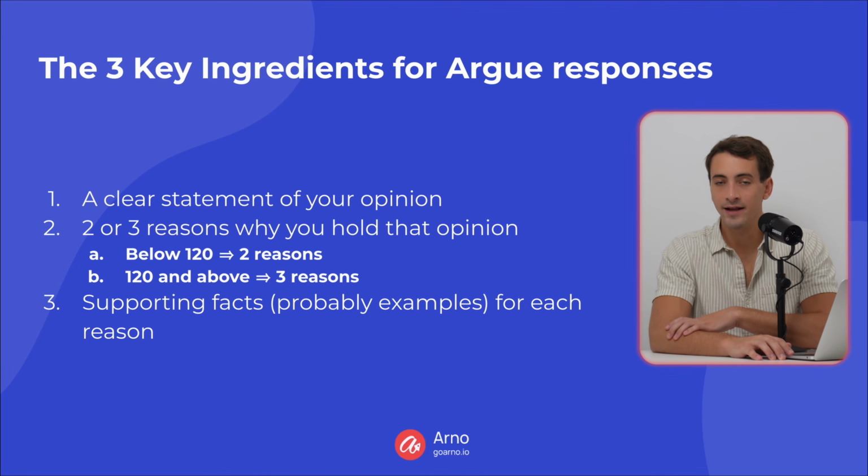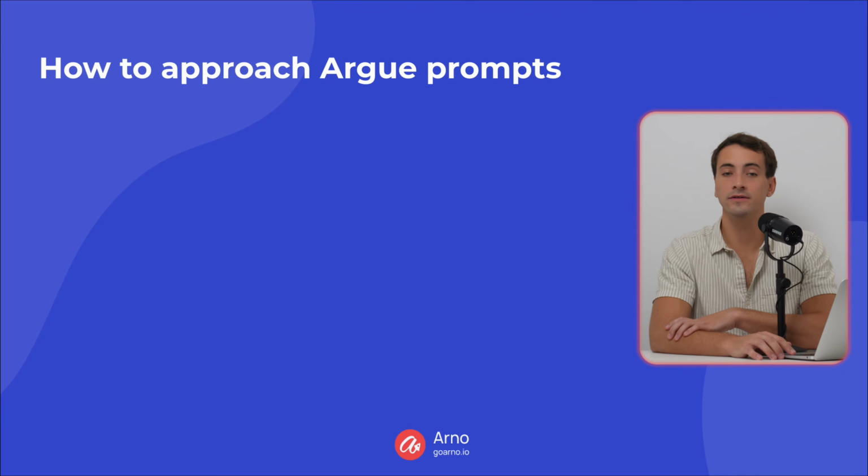Depending on your target score, you can adapt the length of your response accordingly. If your target score is below 120, then 2 reasons will be sufficient. However, if you're aiming for 120 and above, then I would really recommend you aim for 3 reasons in your response. That will allow you to more fully develop your ideas, use more advanced and diverse vocabulary, which will gain you points. So here's how to approach argue prompts, the step-by-step process that you should follow.